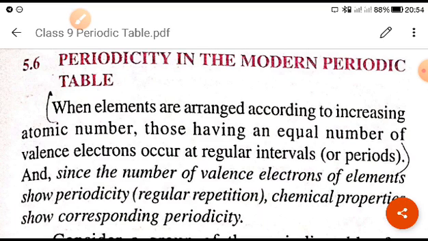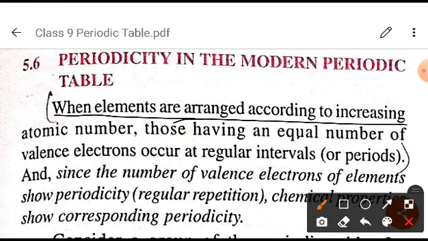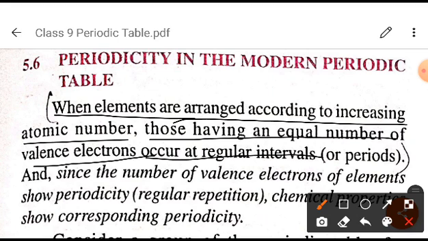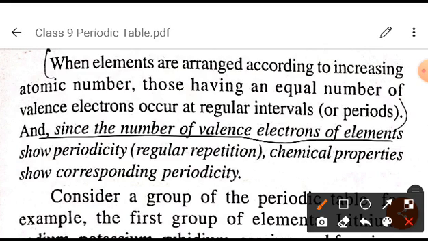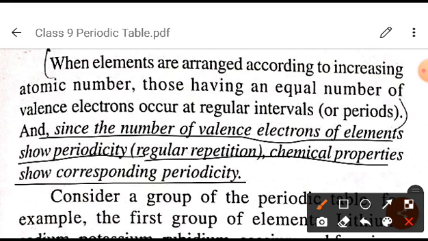As we have seen, the modern periodic table is based on the atomic number, whereas the Mendeleev periodic table was based on atomic mass. When the elements are arranged in order of their increasing atomic number, those having an equal number of valence electrons occur at regular intervals or periods. Since the number of valence electrons of an element shows periodicity, the chemical properties show corresponding periodicity.